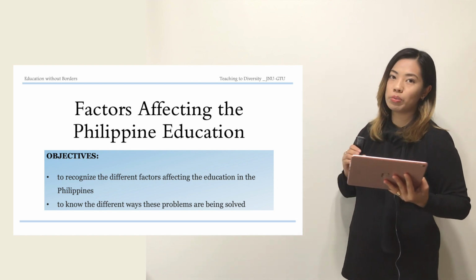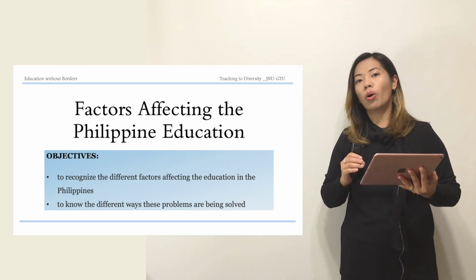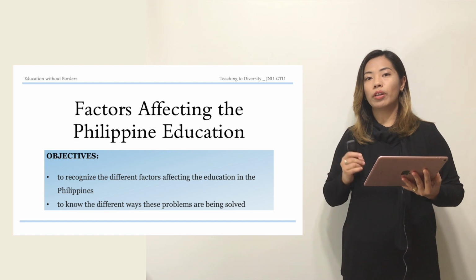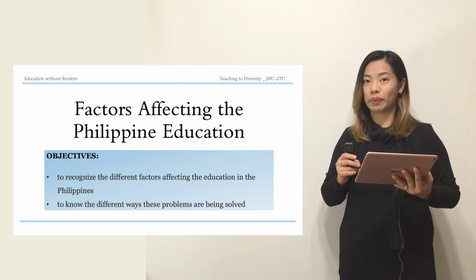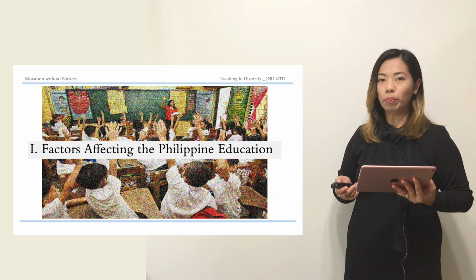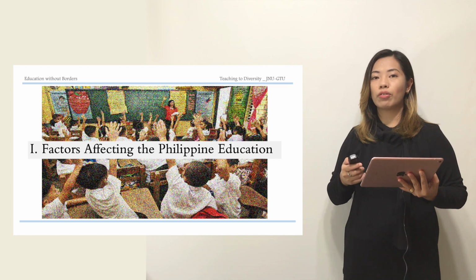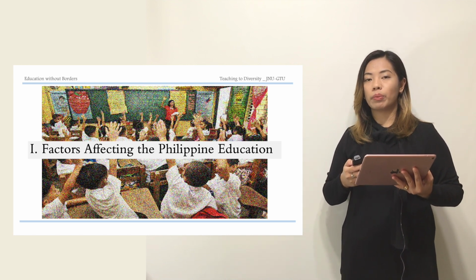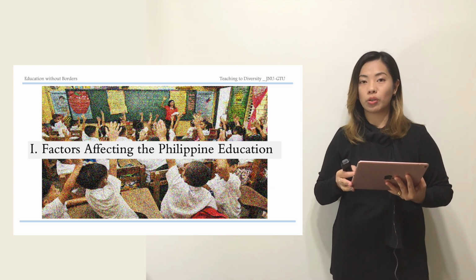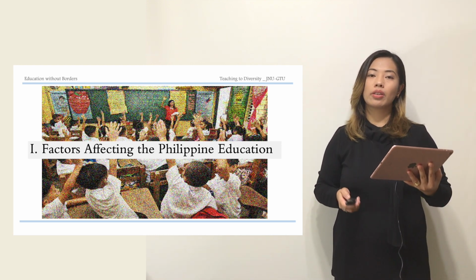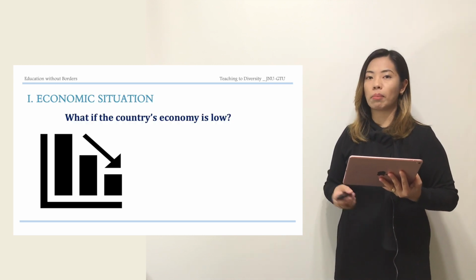And the second objective is for you to know the different ways on how the Philippine government tried to solve these problems. Okay, so I hope you're going to listen more so that you can relate this information with some of the information that you have in Korea or your situation in Korea. So let's start with the first factor affecting the Philippine education system.